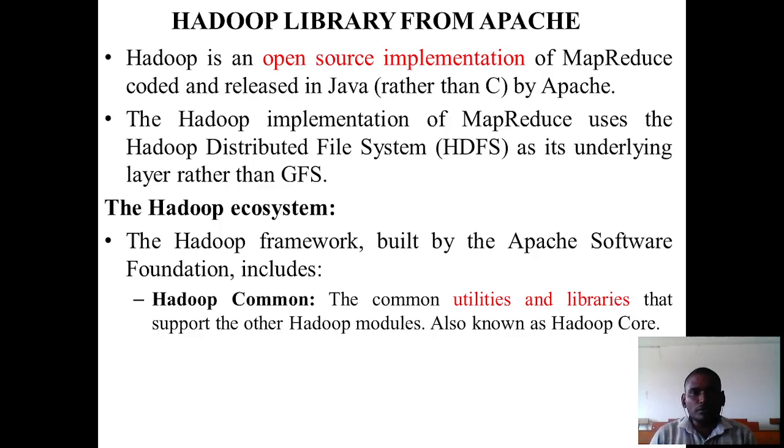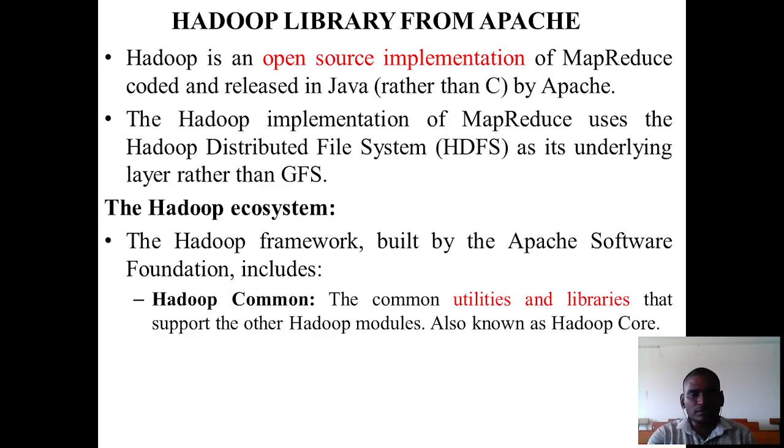So Hadoop is an open source implementation of MapReduce, coded and released in Java by Apache. That is, Hadoop is one of the open source implementations based on the Java language. The Hadoop implementation of MapReduce uses the Hadoop Distributed File System (HDFS) as its underlying layer, rather than the Google File System. Okay, the Hadoop ecosystem. We'll explain the topics of the Hadoop ecosystem.